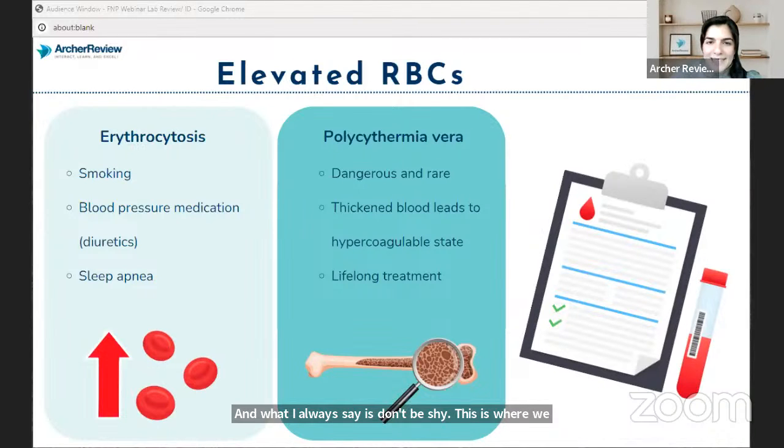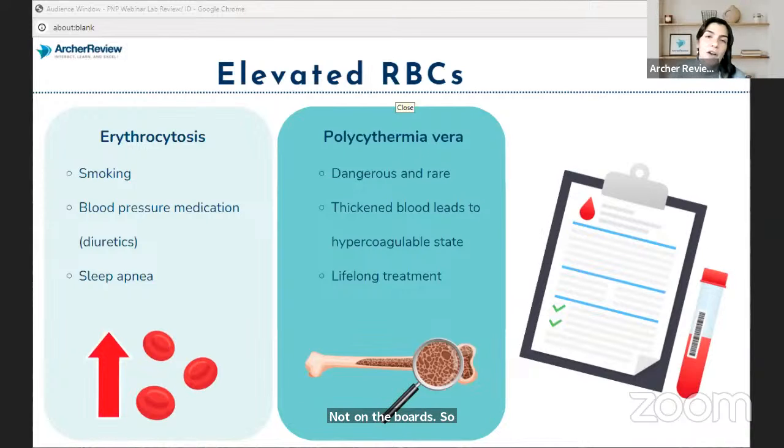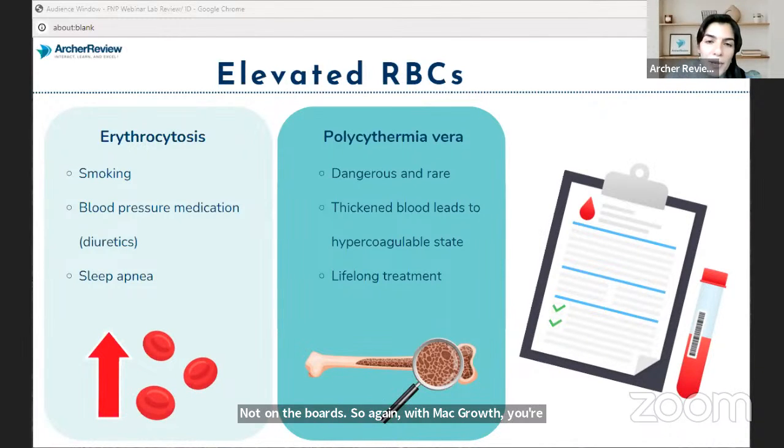Not on the boards. So again, with macrocytic, you're going to see that MCV over 100, and with micro, you're going to see that MCV less than 80. So your normal MCV is between 80 to 100. Awesome job, you guys.